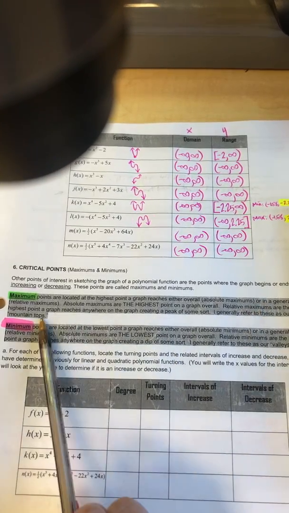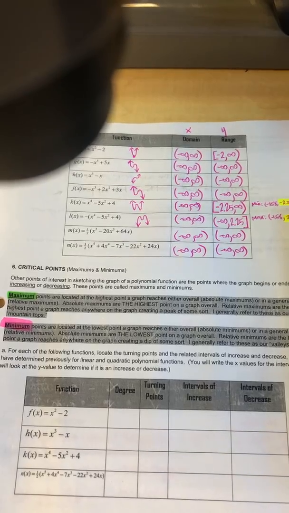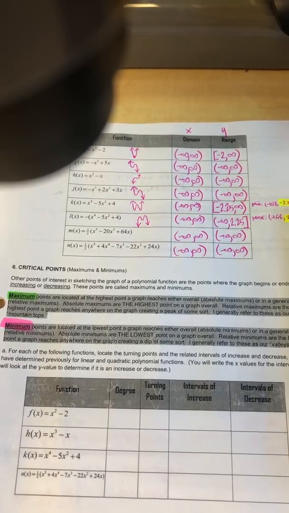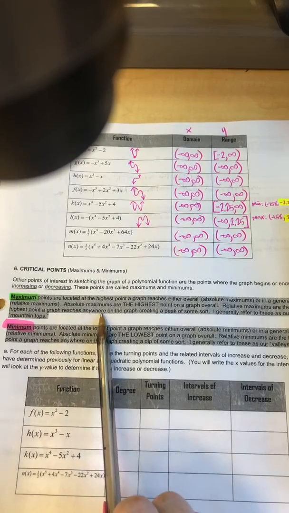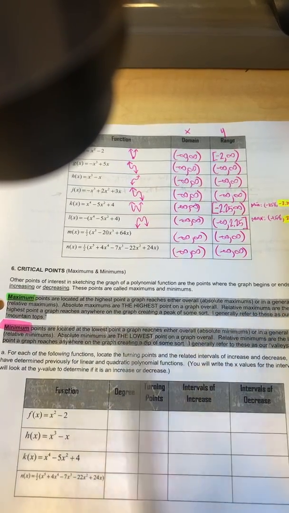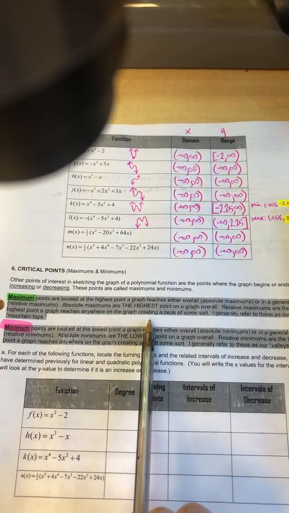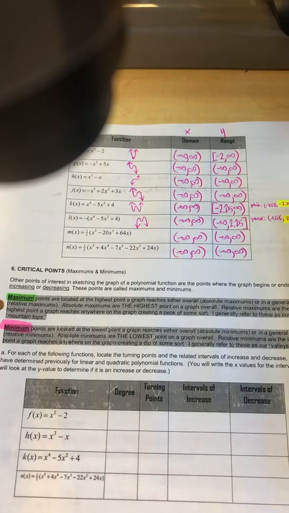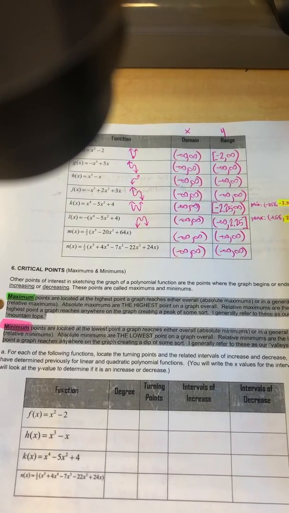So right here, a relative maximum or minimum, we'll get to that in a minute, is just in a specific area. It doesn't have to be the highest point overall, but it can be like a little mountaintop somewhere else. Absolute maximums are the highest point on a graph overall. Relative maximums are the highest point a graph reaches in an area, creating a peak of some sort. I generally refer to these as our mountaintops.